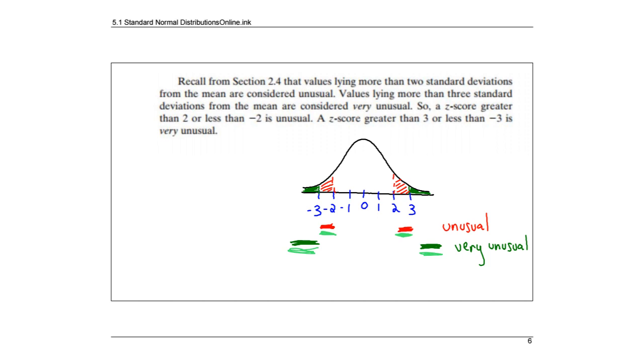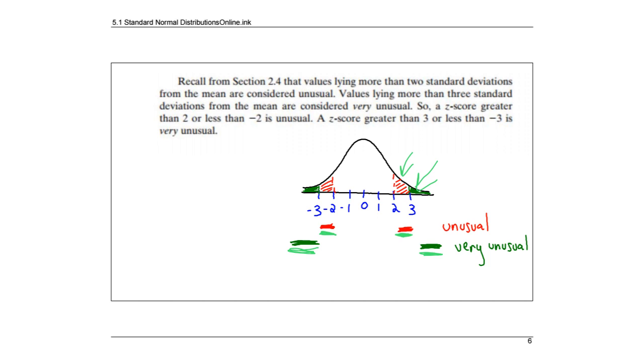See how small the area is? So the area right here is very tiny, and that's why we say it's very unusual for data points to show up there. Most of our data points are going to be in the middle. The red shading here, that is unusual. Again, it's a small area, not as small as the very unusual, but small.